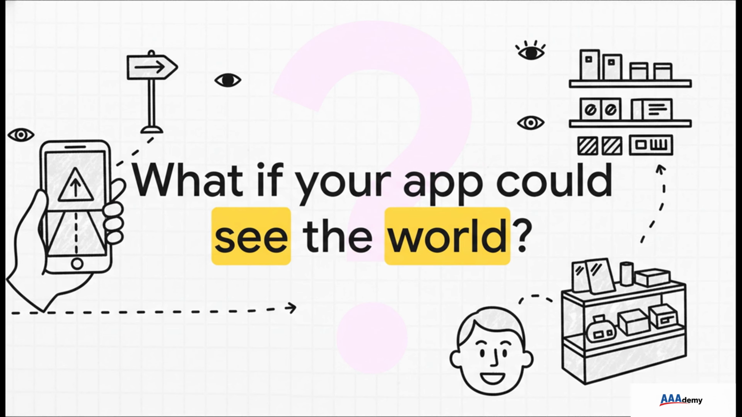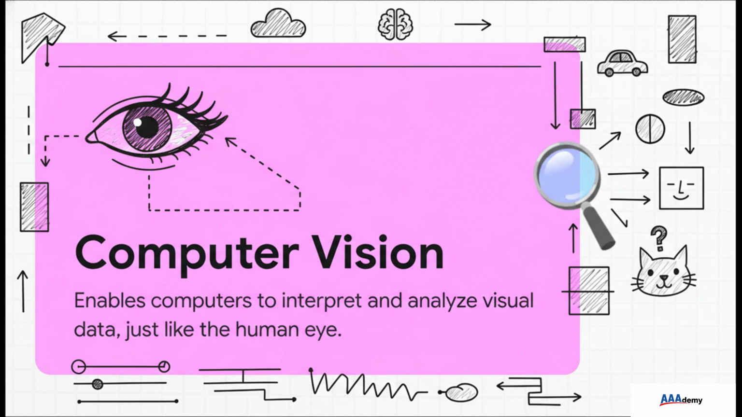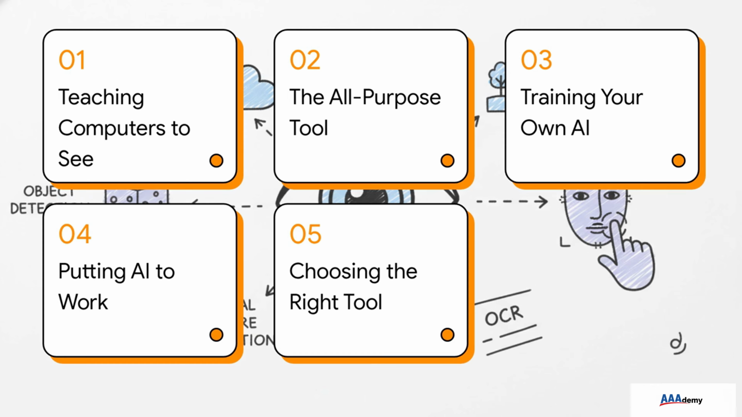It could read signs to help you navigate, recognize products on a shelf, or even get a sense of how customers are reacting to a new display in a store. And that, right there, is the whole idea behind a field called computer vision. It's literally about giving our software the power of sight, letting it make sense of all the images and videos out there. So, here's our game plan for this explainer.